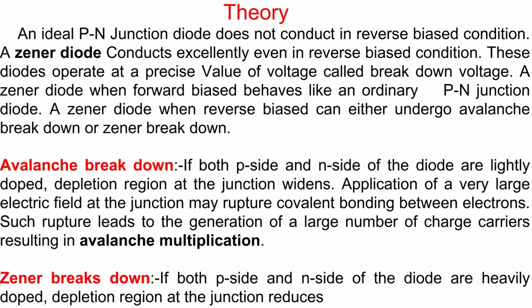An ideal PN junction diode does not conduct in reverse biased condition. A Zener diode conducts excellently even in reverse biased condition. These diodes operate at a precise value of voltage called breakdown voltage. A Zener diode, when forward biased, behaves like an ordinary PN junction diode. A Zener diode, when reverse biased, can either undergo avalanche breakdown or Zener breakdown.